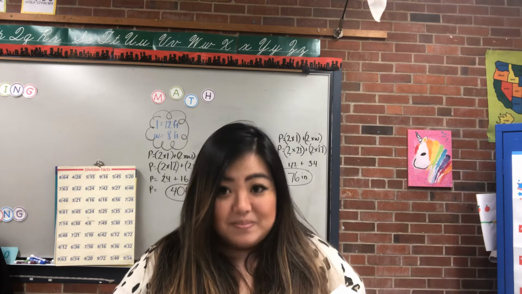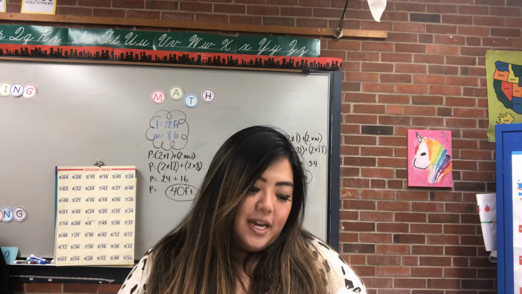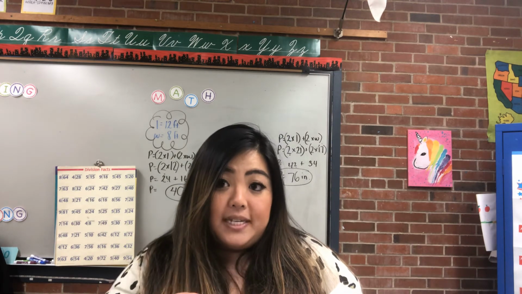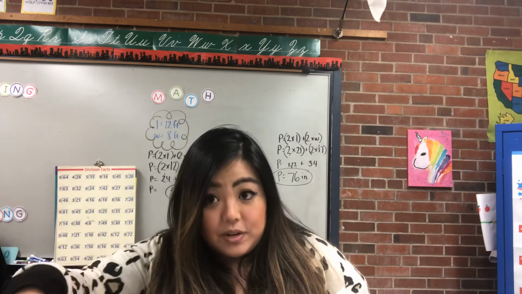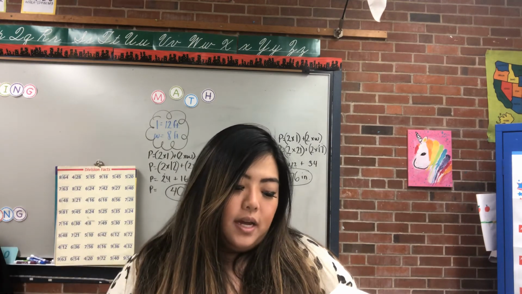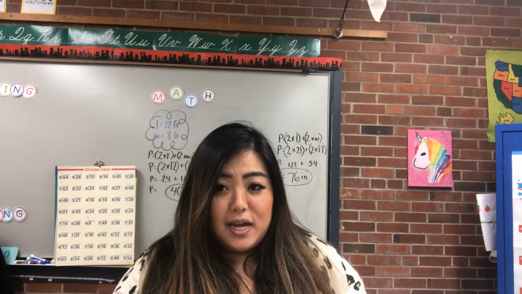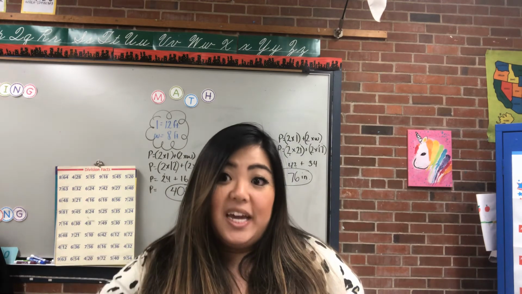Last one. N minus 3 equals 40. N minus 3 plus 3 equals 40 plus 3. N equals 43. 43 minus 3 equals 8 times 5. 40 equals 40.